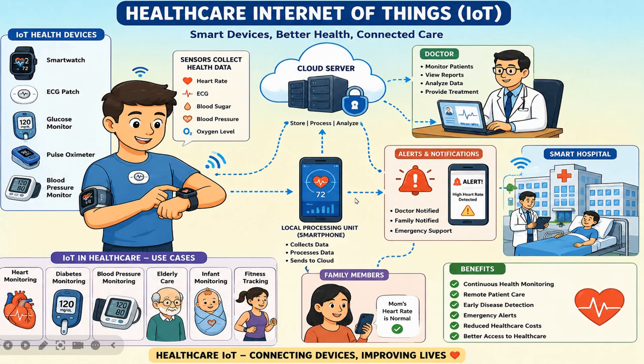Now, the collected data is transmitted wirelessly to the processing unit. Here, the processing unit is represented by a smartphone. This smartphone acts as an intermediate device that receives the sensor data, performs basic processing, temporarily stores the information, and forwards this data to the cloud. So the smartphone plays an important role in connecting wearable devices with healthcare systems.